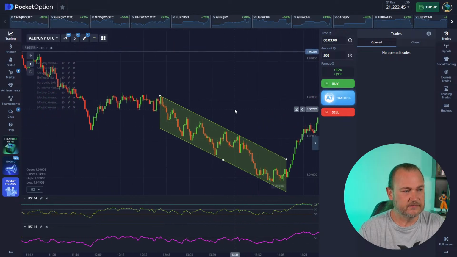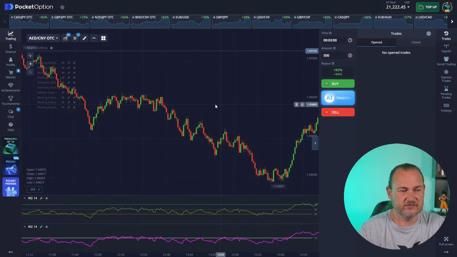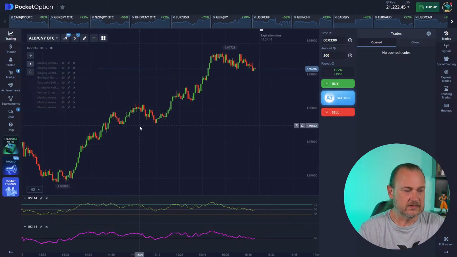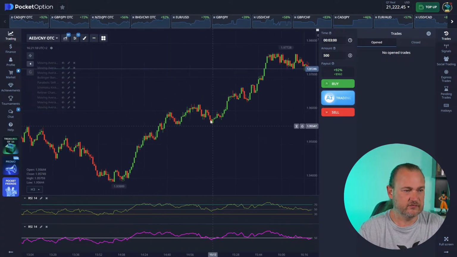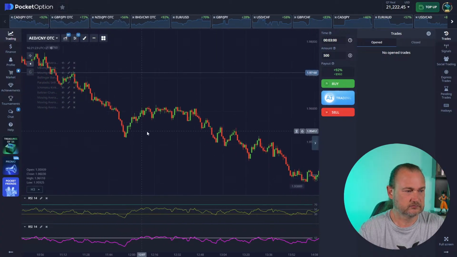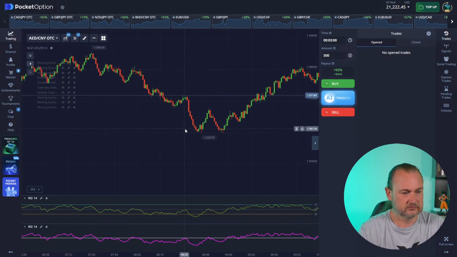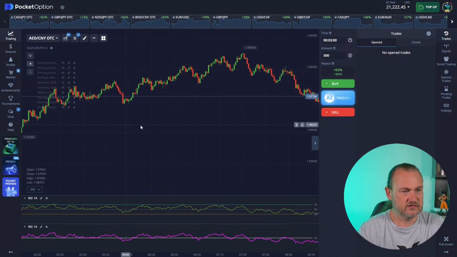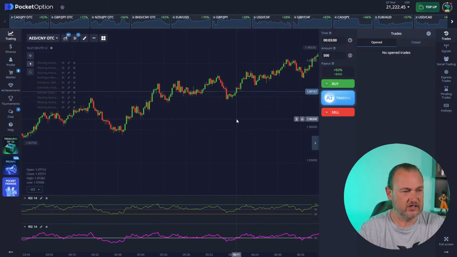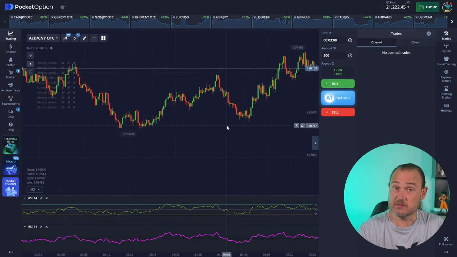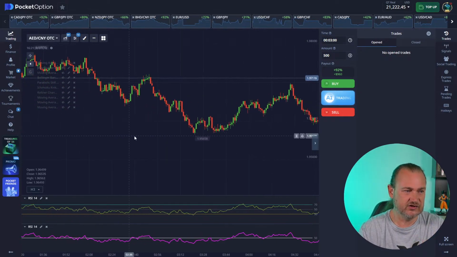Okay, so you can use channels, like I said. You can use Fibonacci lines. You can use normal support and resistance. Let's see if we can find a decent support and resistance level where this actually happened as well. So for support and resistance, you're going to look for areas where the support or the resistance has been broken. So you're going to look for that retest.